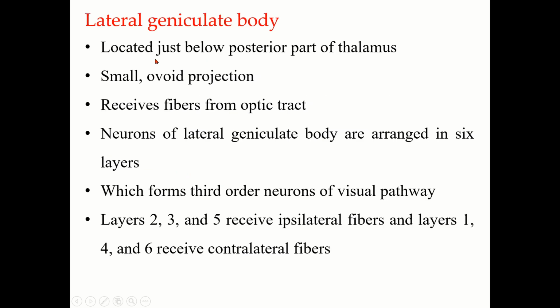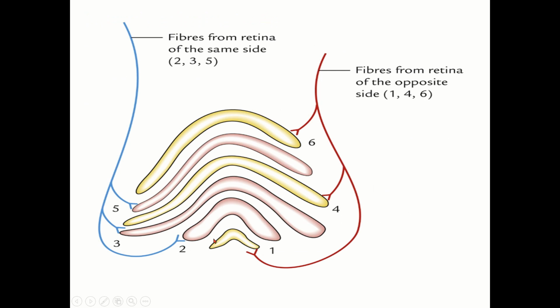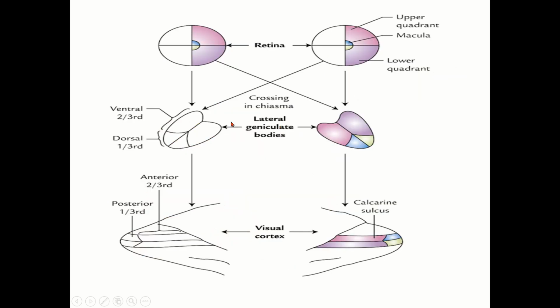The lateral geniculate body is located below the posterior part of the thalamus, small and ovoid, and receives fibers from the optic tract. Neurons of the lateral geniculate body are arranged in 6 layers, which form the third order neurons of the visual pathway. Layers 2, 3, 5 receive ipsilateral fibers, and layers 1, 4 and 6 receive contralateral fibers. You can see here 6 layers, 2, 3, 5 receiving same side fibers, and 1, 4, 6 receiving the opposite side fibers.